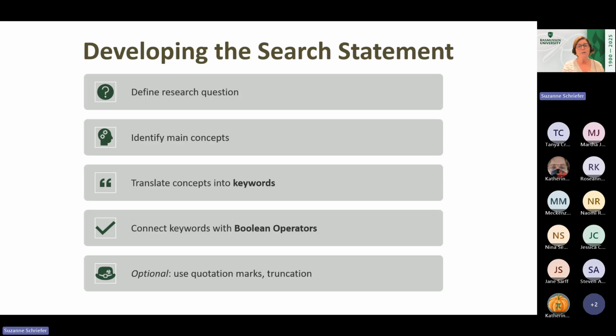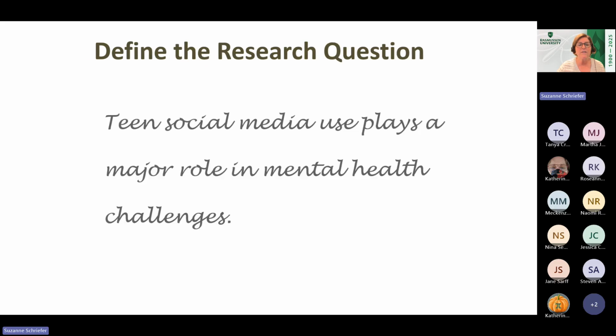And then if we have multiple concepts or multiple words that we want to include, we can connect those with what we call Boolean operators. And then there's a fifth optional step, which we call quotation marks and truncation. I know this sounds like a different language. I'm going to walk through each one of these step by step so that hopefully you'll understand a little bit better about how to use these databases effectively.